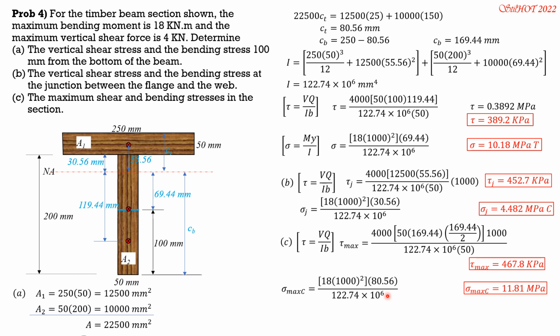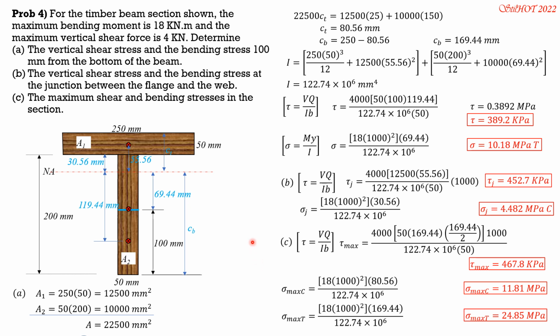Then the maximum bending stress in tension, which occurs at the bottom fibers. So sigma max in tension is 18 times 1000 squared, C bottom 169.44, divided by the moment of inertia, 122.74 times 10 to the 6. So sigma max in tension is equal to 24.85 megapascals. So that's it for this problem.